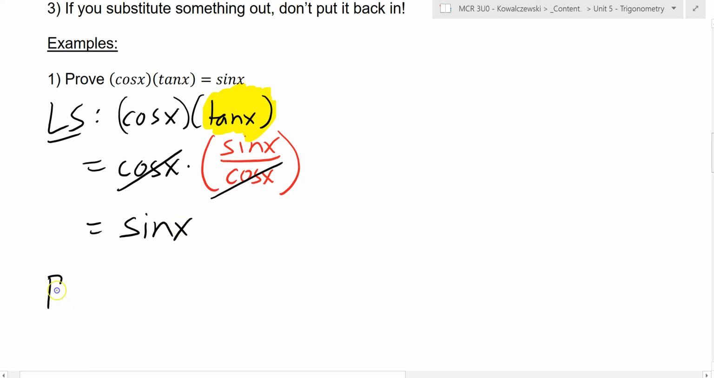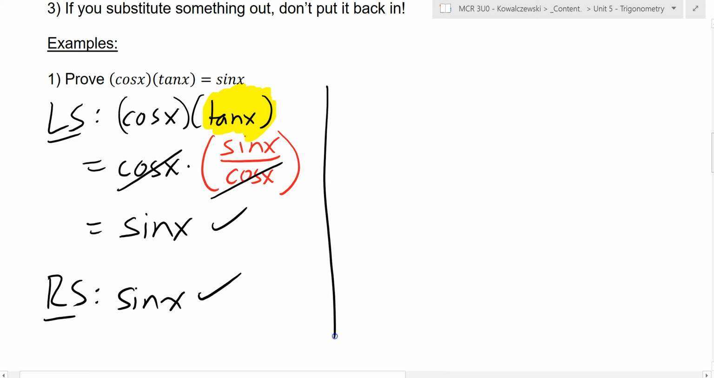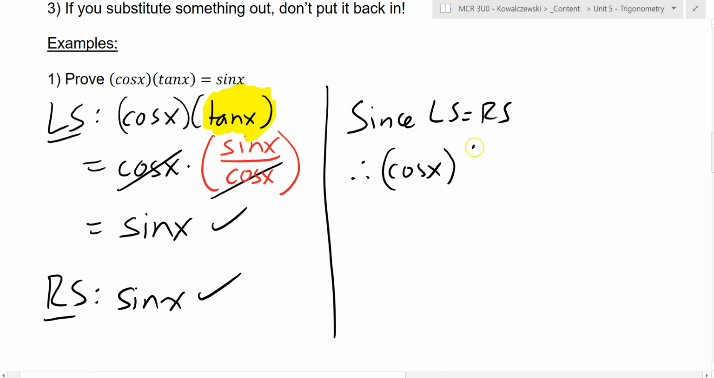Well, that's exactly what my right-hand side is. So that means I'm done. They match. So we're always going to have a statement here. So since the left side is equal to the right side, therefore cosine x times tangent x equals sine x.